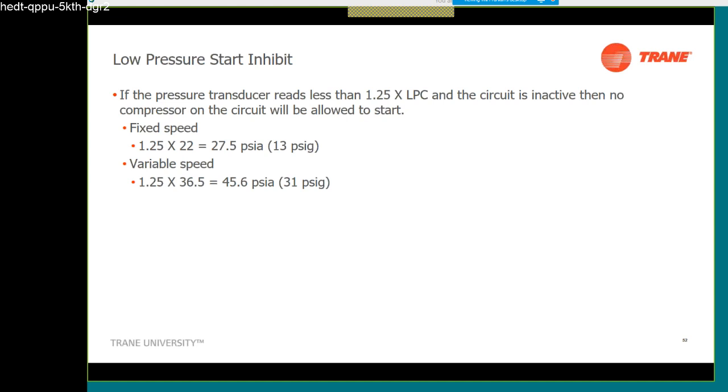Pressures are too low. For variable speed, that pressure goes up. Our low pressure cutout is 36.5. So we're looking at if that suction pressure transducer reads less than 31 PSIG, we're not going to bring a compressor on.